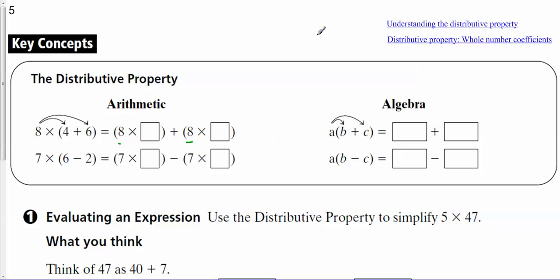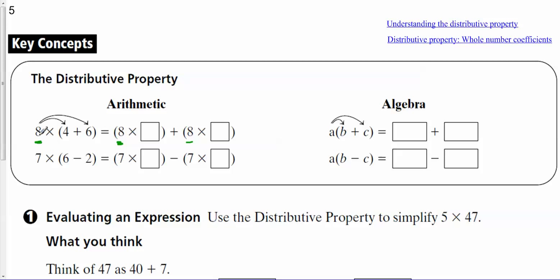Here we have understanding the distributive property and the distributive property with whole number coefficients. So here's what we have. We're going to do this arithmetic and then using algebra. So using numbers, and then we're going to use variables. Now, what you need to pay attention to here is I've got an 8. What they've already set us up for here is an 8 and an 8. So the 8 stays the same throughout.